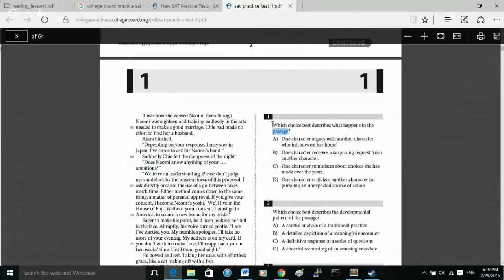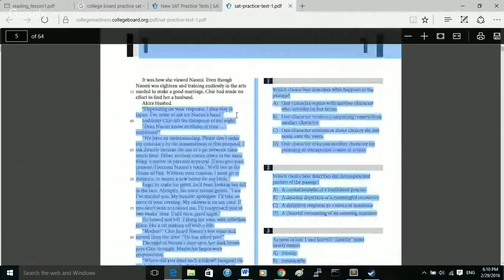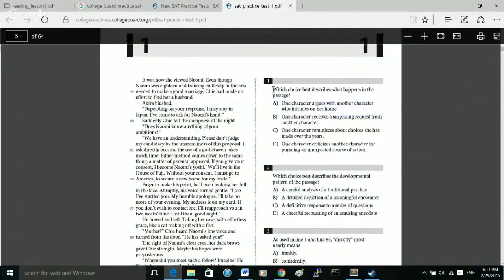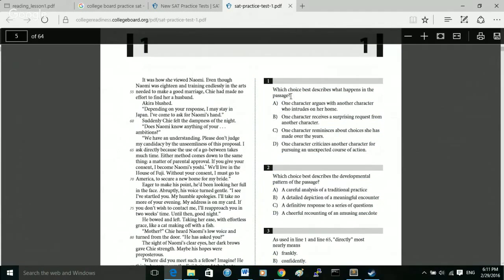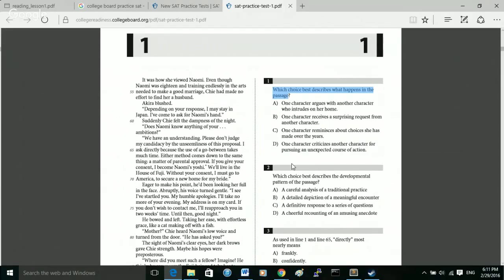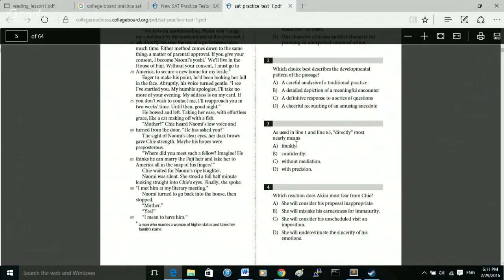This way, you'll save as much time as possible and not focus too much of your time reading information that you don't actually need. So question 1, which choice best describes what happens in the passage? One of the strategies is to skip general questions. You can always go back to them later once you've already read through the passage. Question 2, which choice best describes the developmental pattern of the passage? This is also a main idea question, so we'll skip that and return to it later.